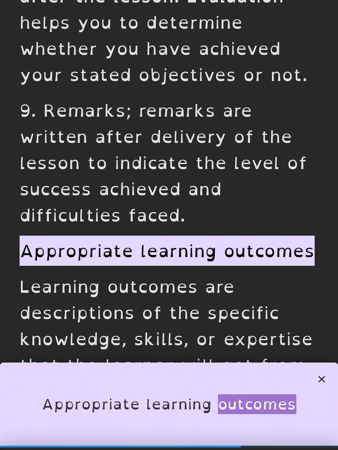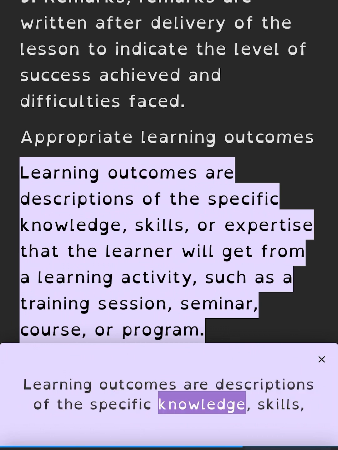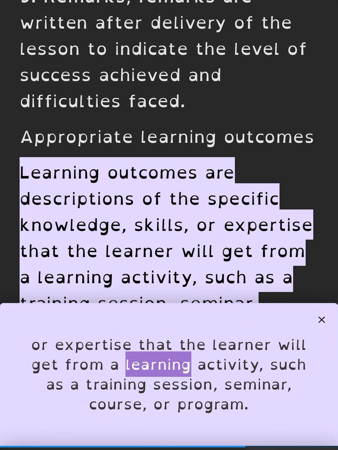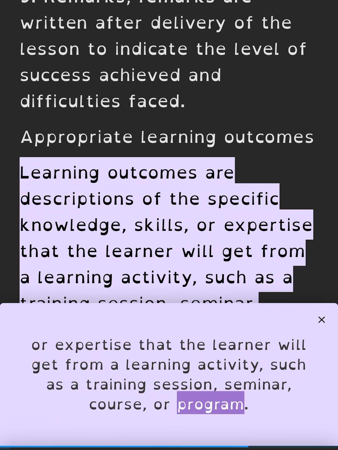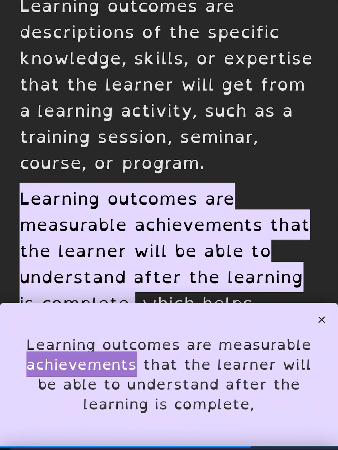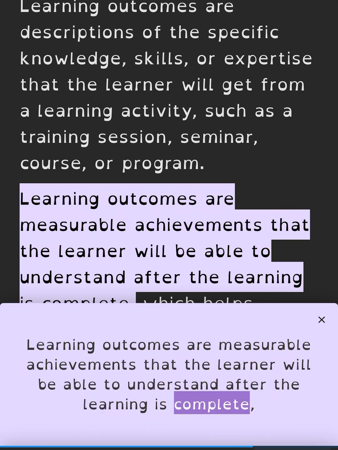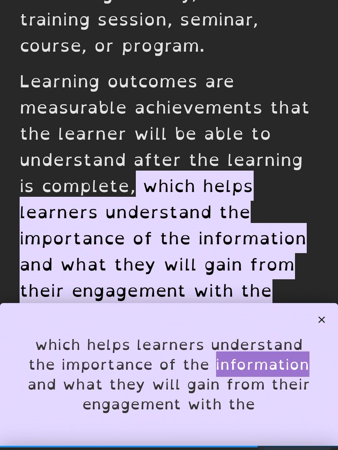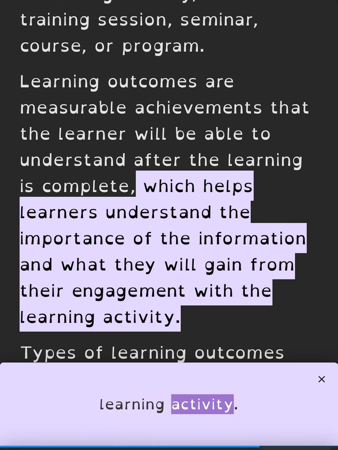Appropriate learning outcomes. Learning outcomes are descriptions of the specific knowledge, skills, or expertise that the learner will get from a learning activity, such as a training session, seminar, course, or program. Learning outcomes are measurable achievements that the learner will be able to understand after the learning is complete, which helps learners understand the importance of the information and what they will gain from their engagement with the learning activity.